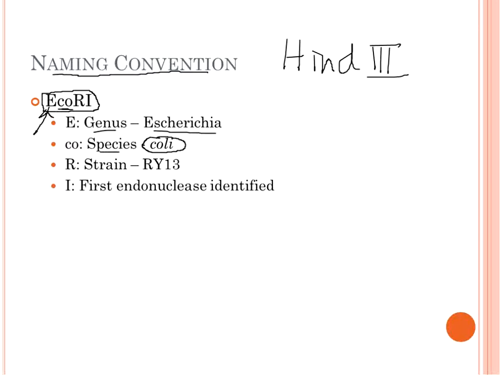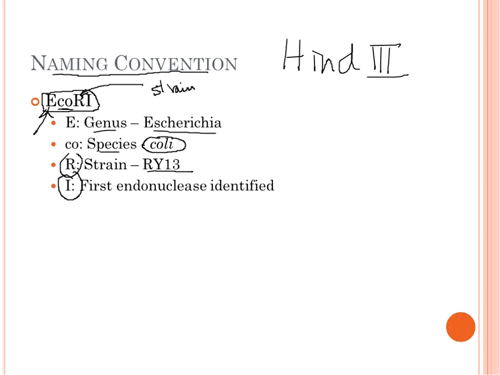And then the fourth letter refers to the strain of that bacterium. So in this case, it is RY13. So that's why R, okay? Echo R. And then finally, the last number, the Roman numeral, refers to the sequence when it was actually identified.